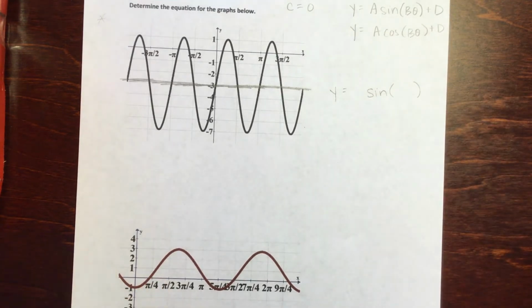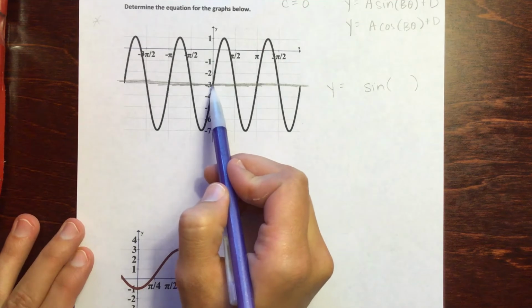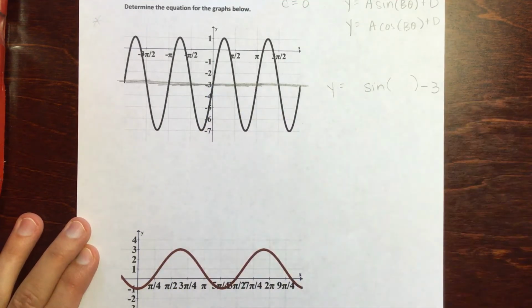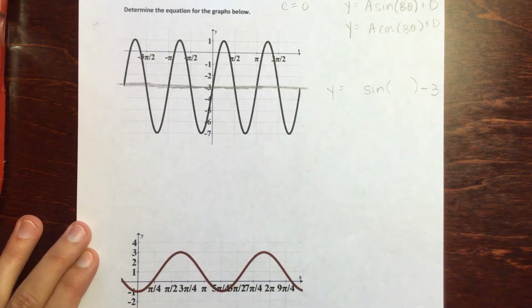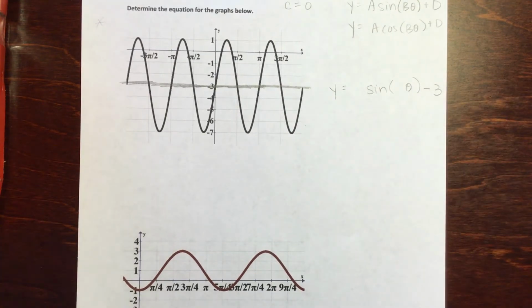All right, sine always starts in the middle of our wave. Well, we've just decided that it crosses at -3. That is the middle of our wave, so my d value is -3. All right, let's figure out our a and b values.